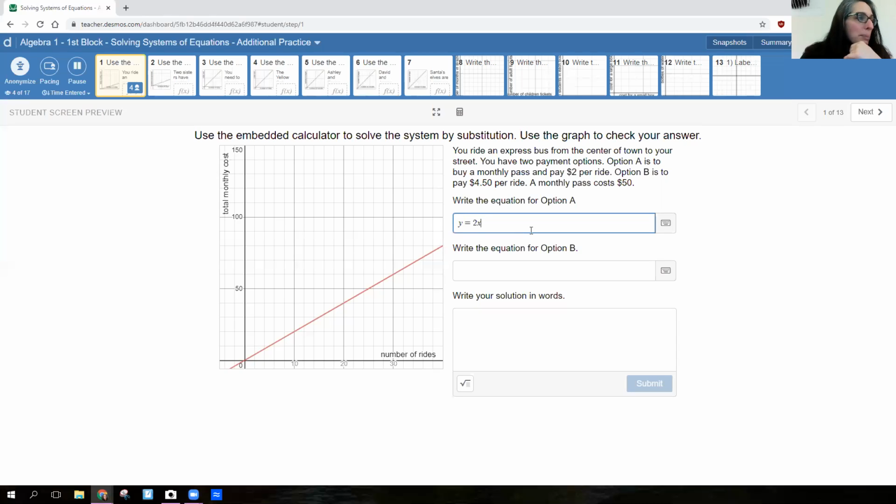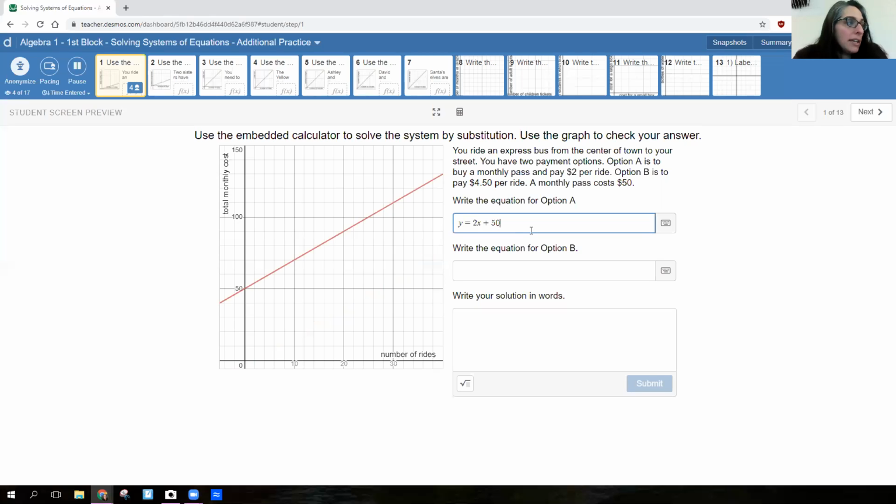You got to buy the monthly pass, though, with that option. Option A is to buy a monthly pass and pay $2 per ride. So we got to tack on the price for the monthly pass, all right? So that's going to be plus $50. Go ahead and graph that. All right, good.